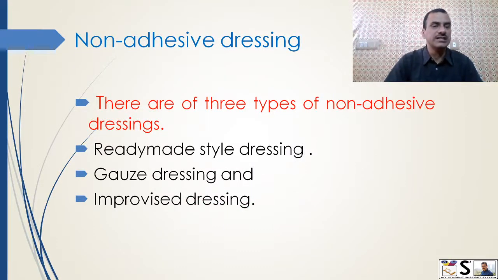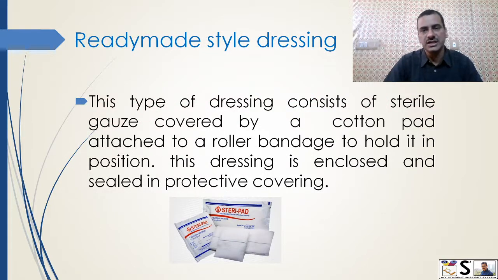Now what is non-adhesive dressing? Non-adhesive dressings are of three types: ready-made sterile dressing, gauze dressing, and improvised dressing. Ready-made sterile dressing consists of sterile gauze covered by a cotton pad attached to a roller bandage to hold it in place. This dressing is enclosed in a sealed protective covering, and we get it in the market ready-made like this.